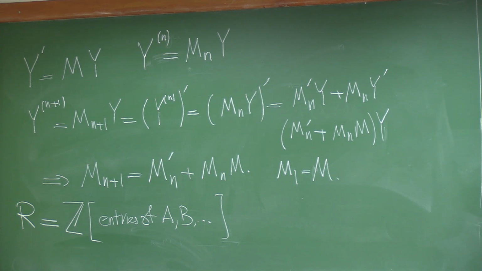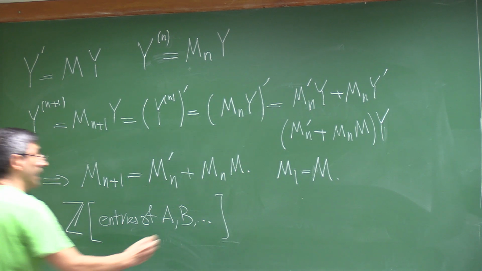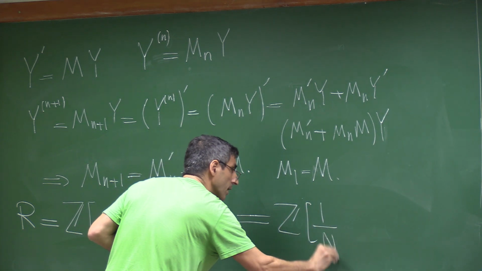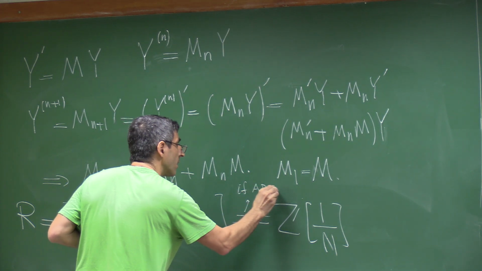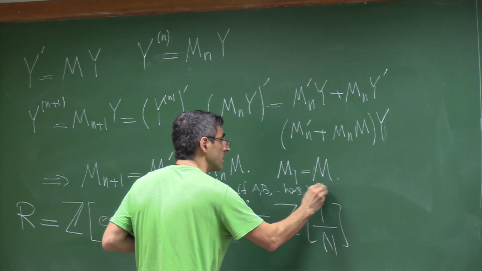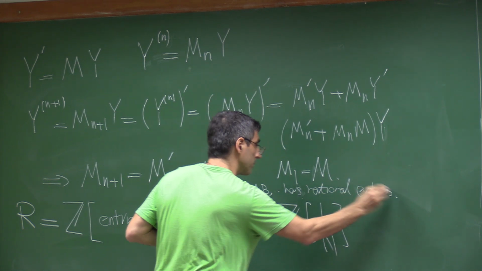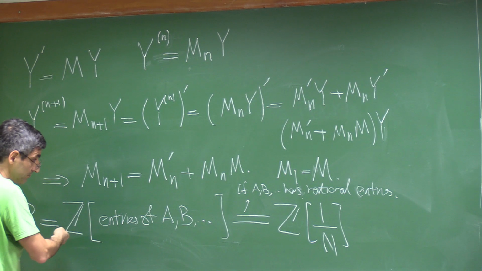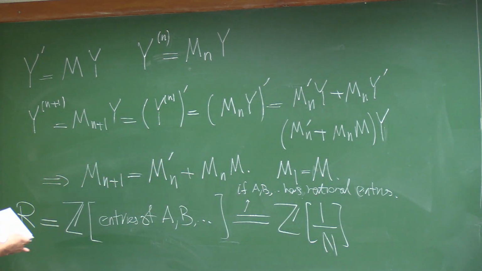And if you want, this will be Z[1/N] if A and B have rational entries. So this will be the Z-algebra generated by a finite number of rational numbers. N will be the common denominator of all these rational numbers.